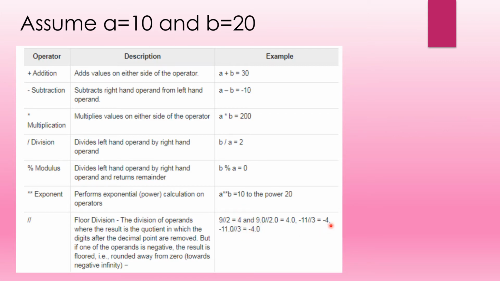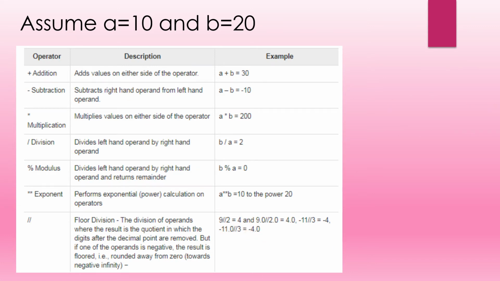And if any of these two operands are negative, then the result will be negative. For example, here you can see minus 11.0 divided by 3 using the floor division sign. Then what will be the quotient without any decimal? That means 4, and here it is negative, that's why you will put a negative sign here.